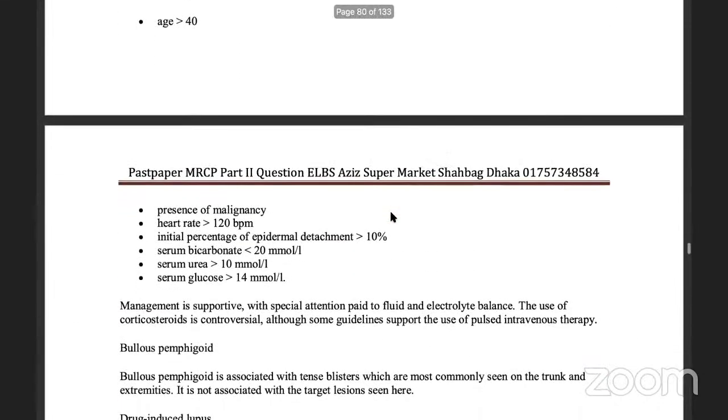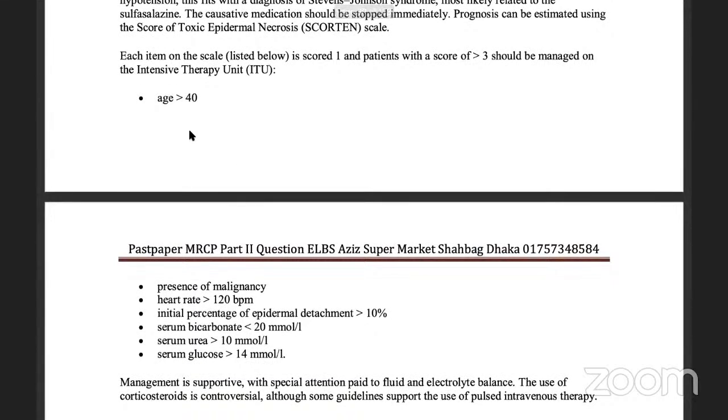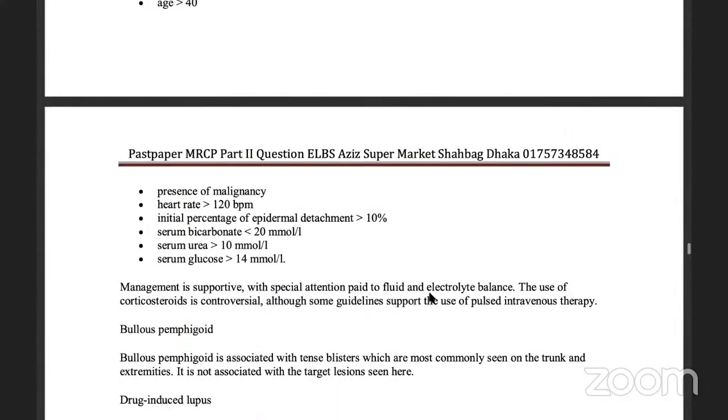When we shift the patient to ITU, the severity markers are: presence of malignancy, heart rate more than 120, initial percentage of epidermal detachment more than 10%, serum bicarbonate less than 20, urea more than 10, glucose more than 14. Management is supportive, with special attention to fluid and electrolyte balance. Use of corticosteroids is controversial, although some guidelines support pulse intravenous therapy.